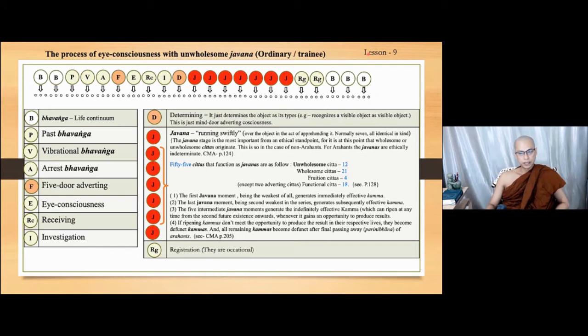This is also from lesson 9, where I already mentioned how the process of unwholesome javana arises in the eye consciousness process. Here bhavanga, and after arrest bhavanga, the five-door adverting consciousness arises. At that moment, how many mental factors accompany? Now you can update your understanding. In lesson 9, you cannot find the associated mental factors. You just know the five-door adverting consciousness arises.